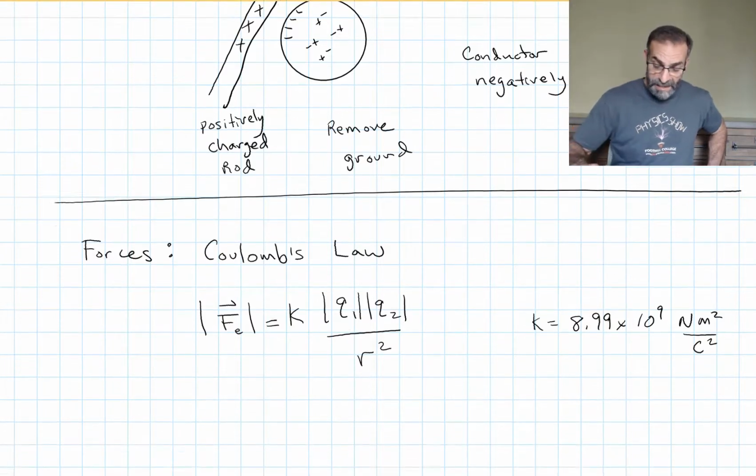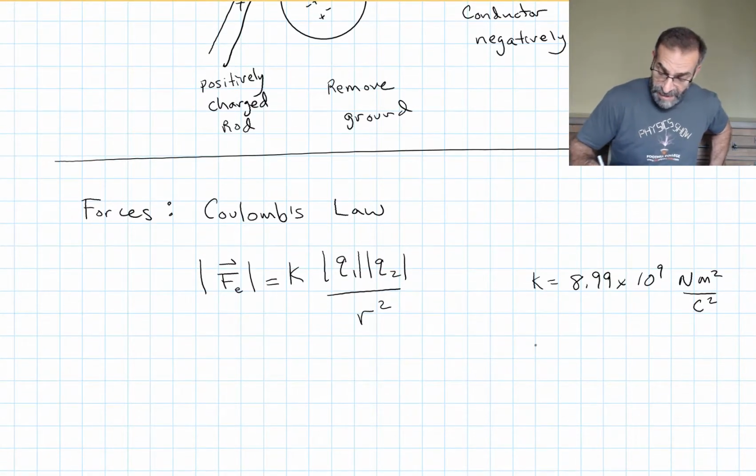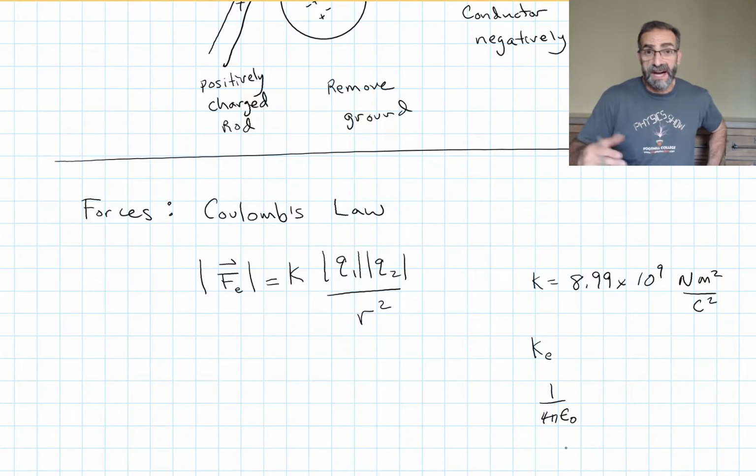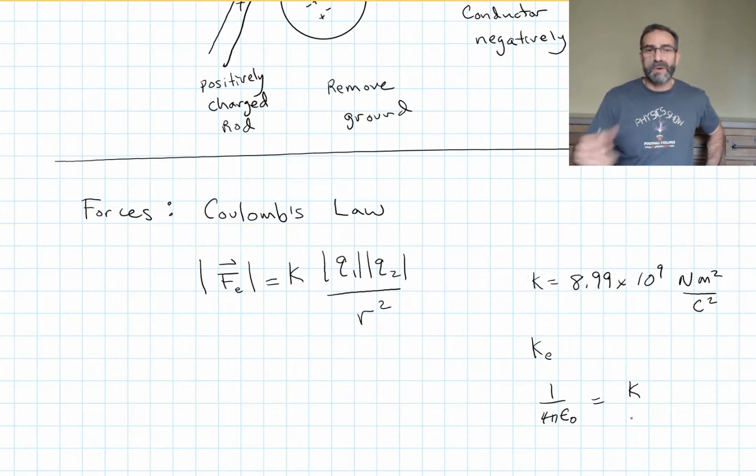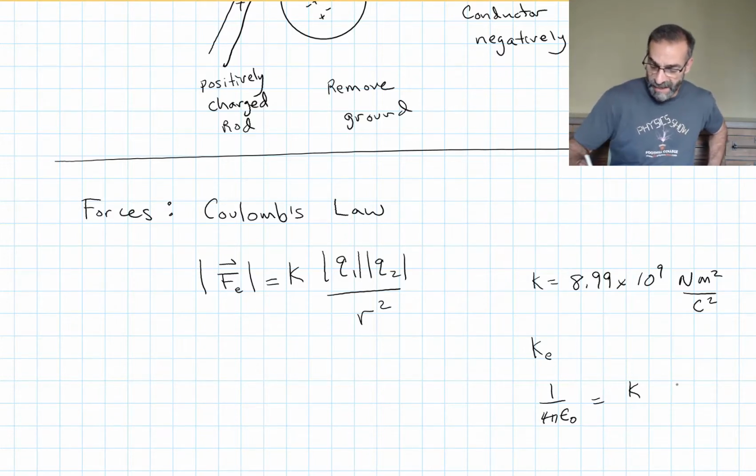Some books write this as K sub E for the electric constant, and some books write it as 1 over 4 pi epsilon naught. Epsilon naught is a constant that we have in physics, but we got tired of writing 1 over 4 pi epsilon naught all the time and just started writing K.